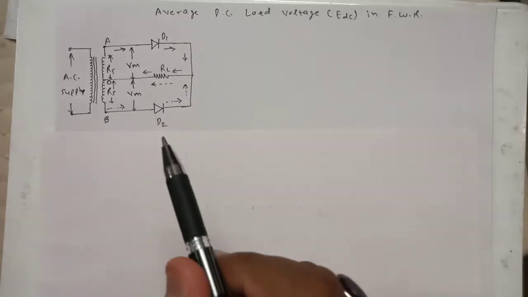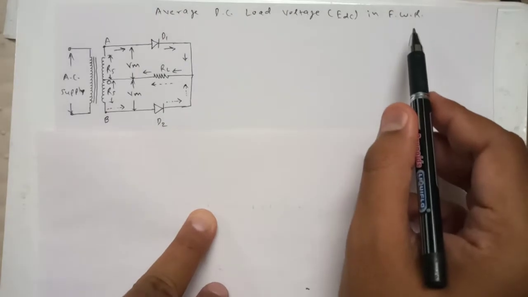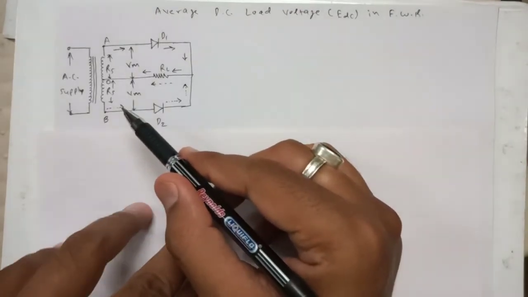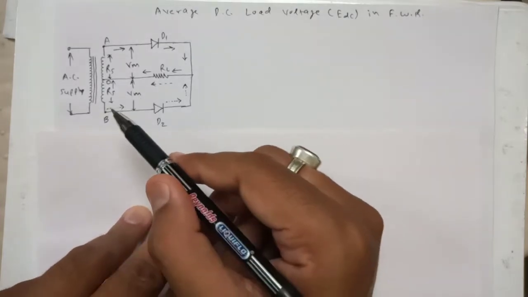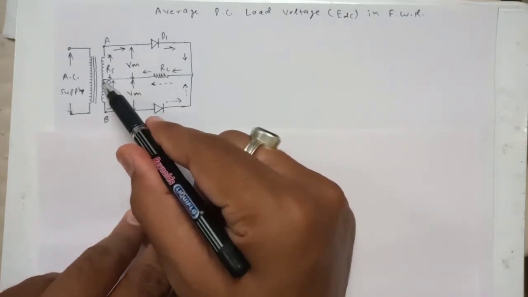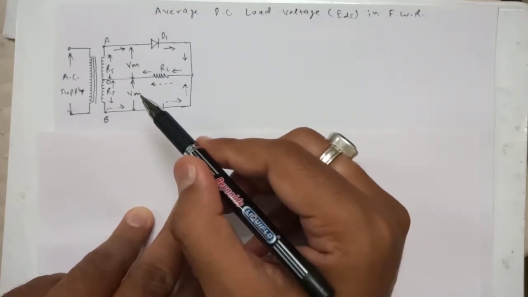Let us get the equation for the average DC load voltage in case of a full wave rectifier. Here we are considering the circuit of a full wave rectifier in the center tap type of configuration. Here we can see that we have two diodes, and this point O is indicating the center tapping of the winding. Let me quickly revise the working of this circuit.